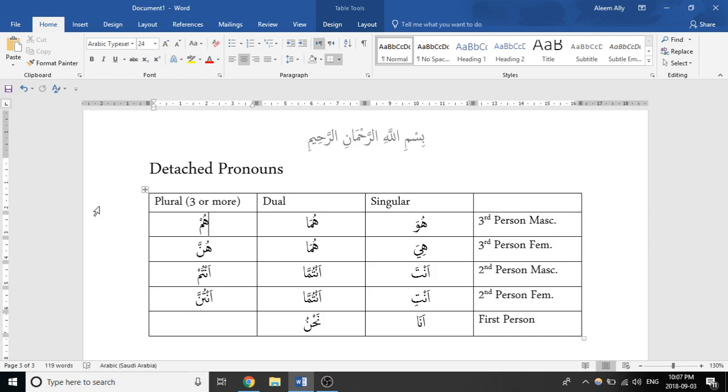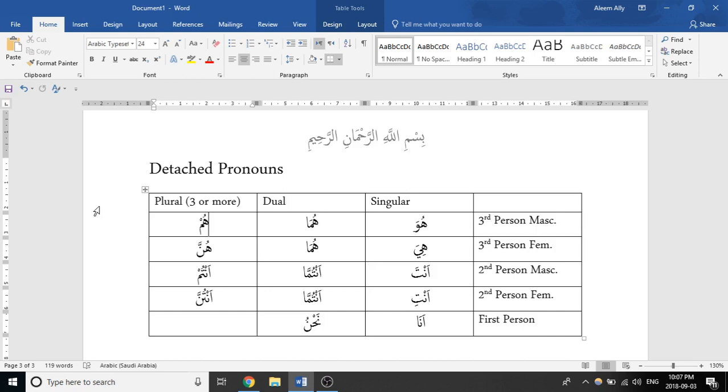So rather than saying Zayd went to the mall, Zayd stood up, Zayd ran, Zayd sat down, you say something such as he, right? That's when you're speaking in the third person. So there are three categories of pronouns. The first is third person, the second is second person, and the last one is first person. So third person is when you're speaking about somebody who's not in the room.